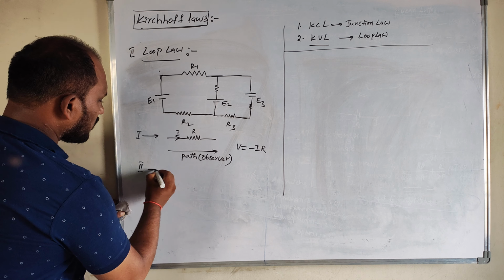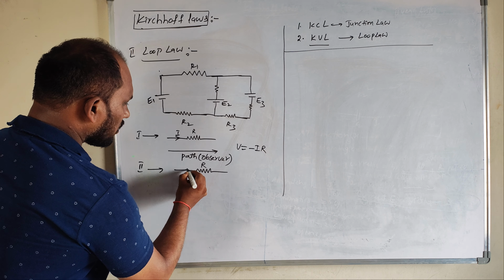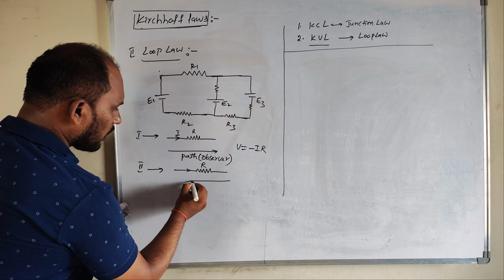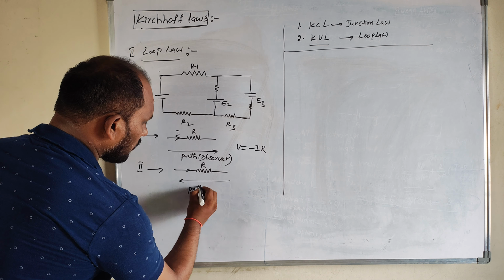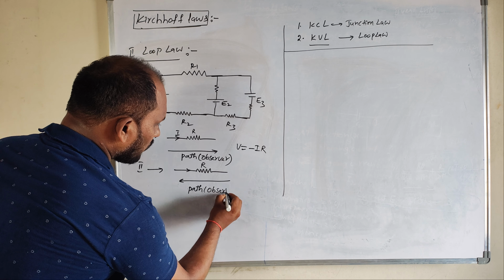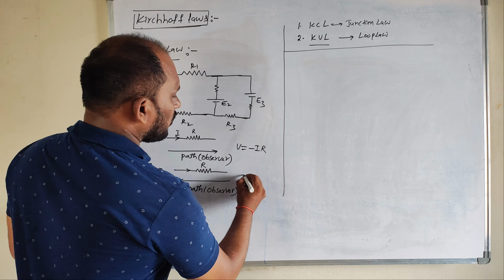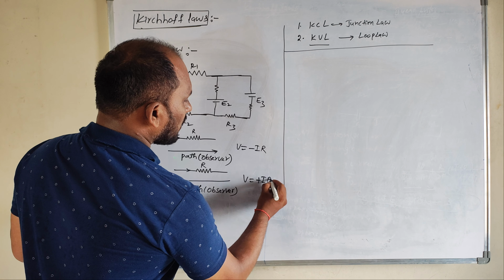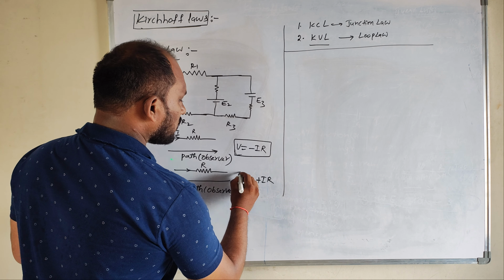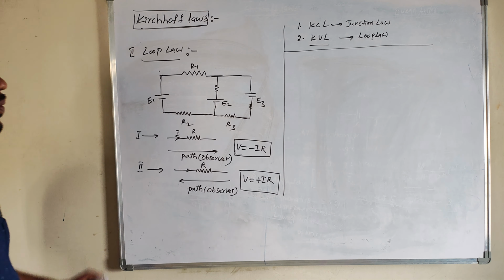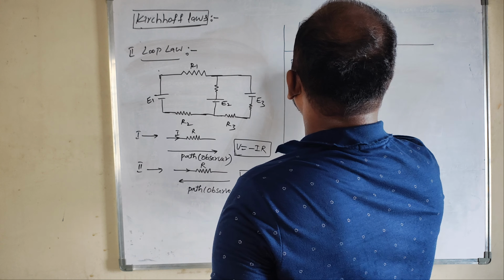Next, the second rule. In the same resistance R, the current is moving in this direction, but the observer's path is moving against the current direction. Then the voltage drop V is equal to plus IR. Very important: when the direction is the same, it is minus IR. When the direction is opposite, it is plus IR.